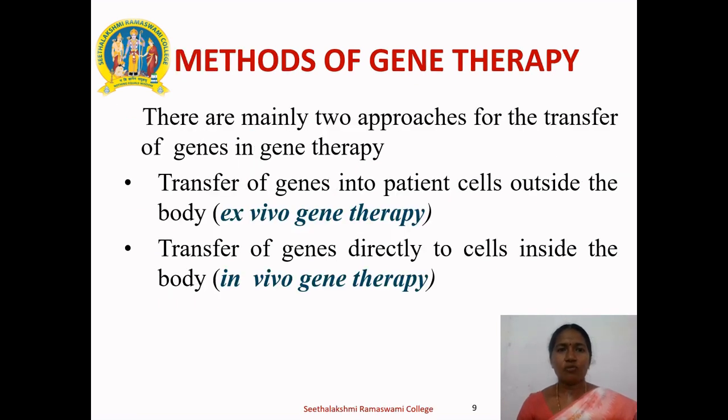There are two methods of gene therapy: in vivo and ex vivo gene therapy. What is in vivo gene therapy? The transfer of genes directly to the cells inside the body is called in vivo gene therapy. The next one is ex vivo gene therapy. The transfer of genes into the patient's cells outside the body is called ex vivo gene therapy.